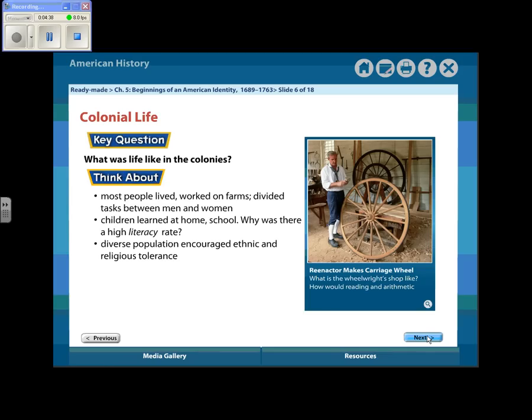So, colonial life. What was life like in the colonies? Well, most people lived or worked on farms, and the tasks were divided between men and women. As I told you in class, this was the separate spheres. Women's work was mainly at home. Men's work was in the world. So men's work was things that took them out of the house.